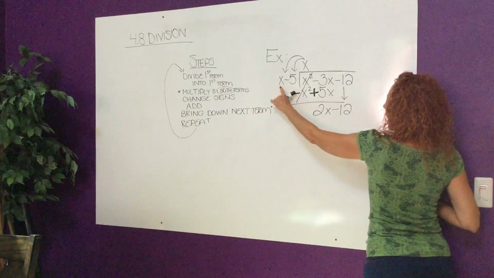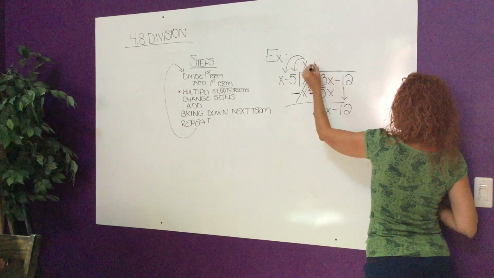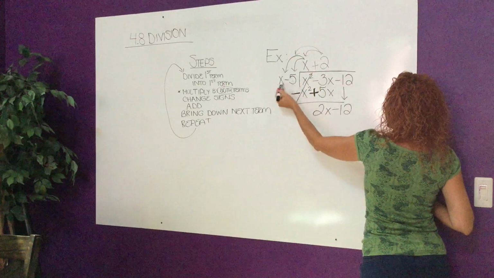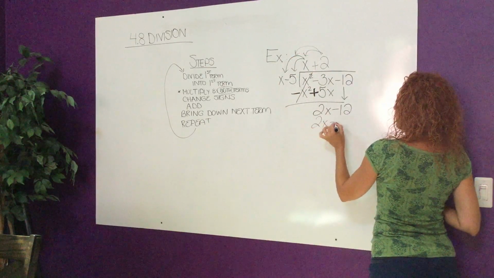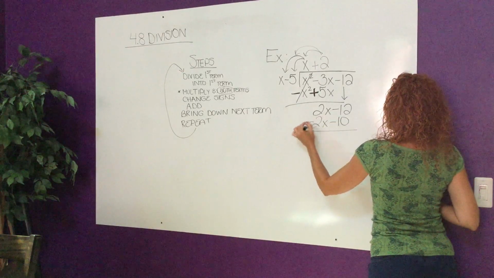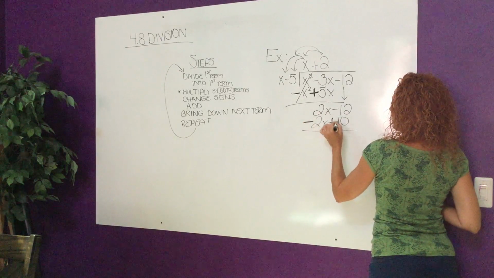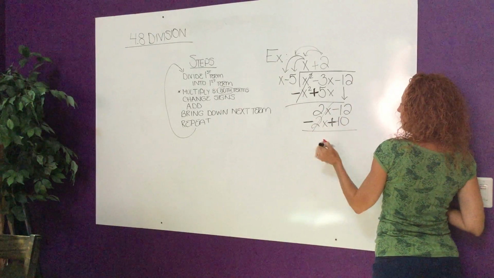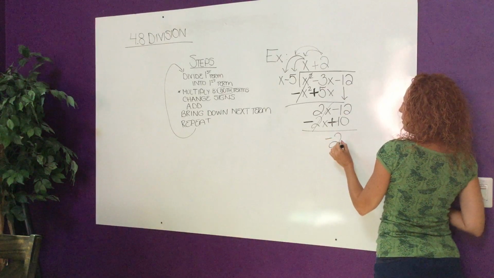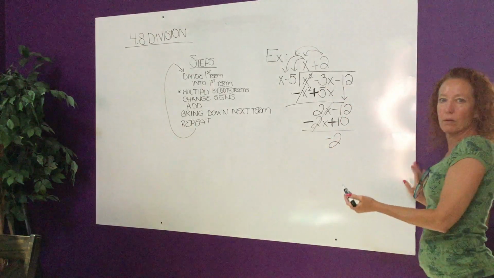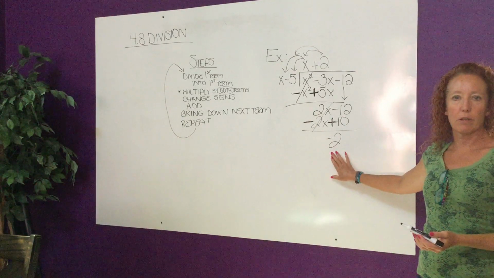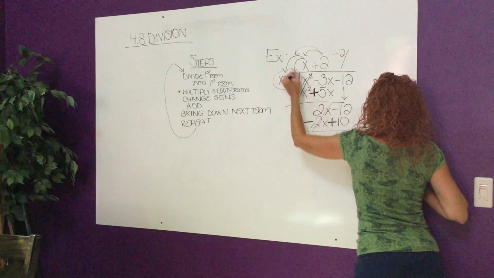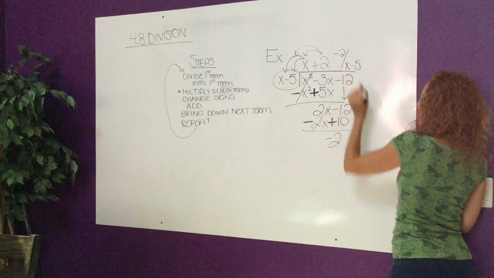Repeat. X goes into 2x 2 times. Multiply through to both of these. So we're going to get 2x minus 10. Change the signs. This goes away. A -12 and a +10 is -2. There's nothing more to drop down, so this must be our remainder. And the way we write that is -2 over what our divisor is, x minus 5.